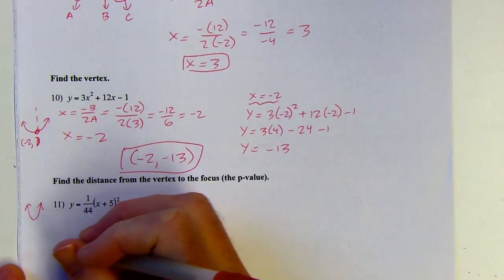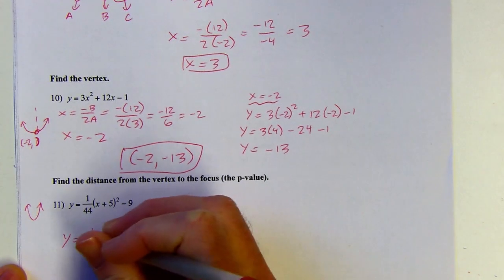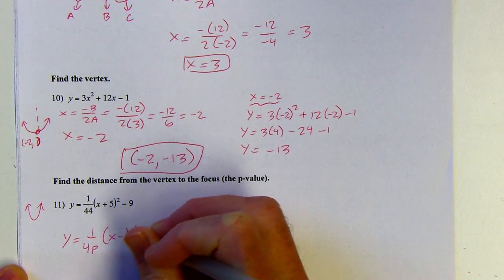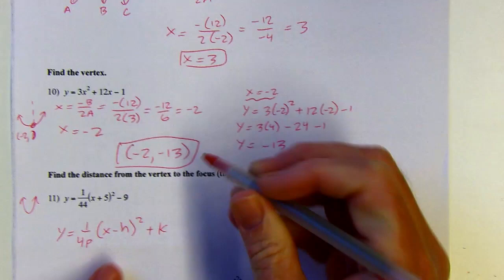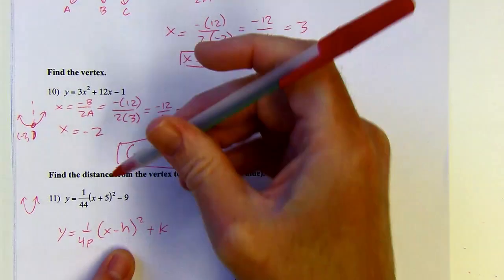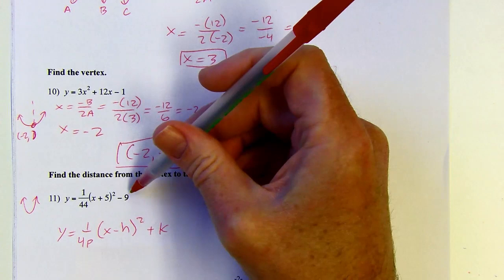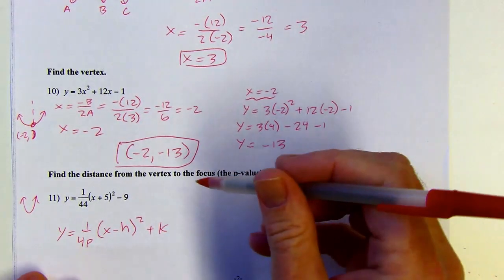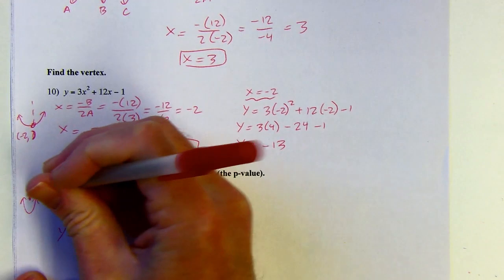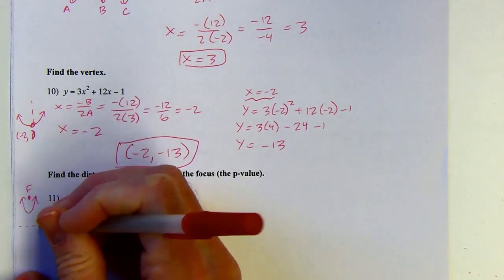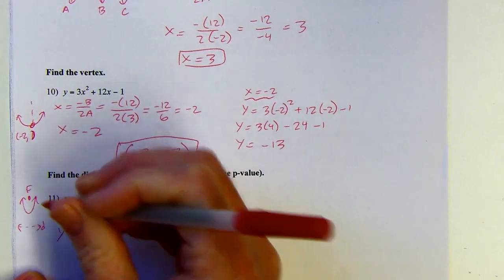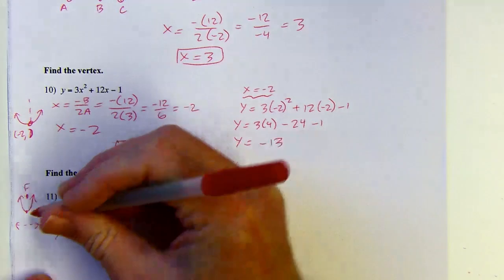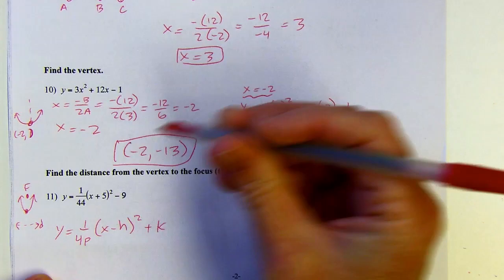And the kind of generic form of this equation is going to look like this. Okay, the h and the k is going to give you the vertex. So the vertex would be negative 5, negative 9. But then the distance from the vertex to the focus. So the focus is going to be somewhere inside of the parabola, right? And the directrix is going to be somewhere outside, somewhere like that. And the p-value is the distance from the vertex to the focus, or from the vertex to the directrix, okay?